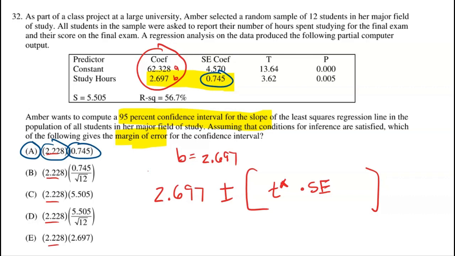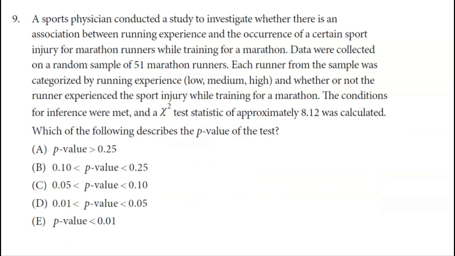So simple. All right, in this question, it says a sports physician conducted a study to investigate whether there is an association between running experience and the occurrence of a certain sports injury for marathon runners training for a marathon. Data was collected on a random sample of 51 marathon runners. Each runner from the sample was categorized by running experience, low, medium, and high, and whether or not they experienced a sports injury while training. The conditions for inference were met, and the chi-square test statistic was 8.12. Which of the following describes the p-value?